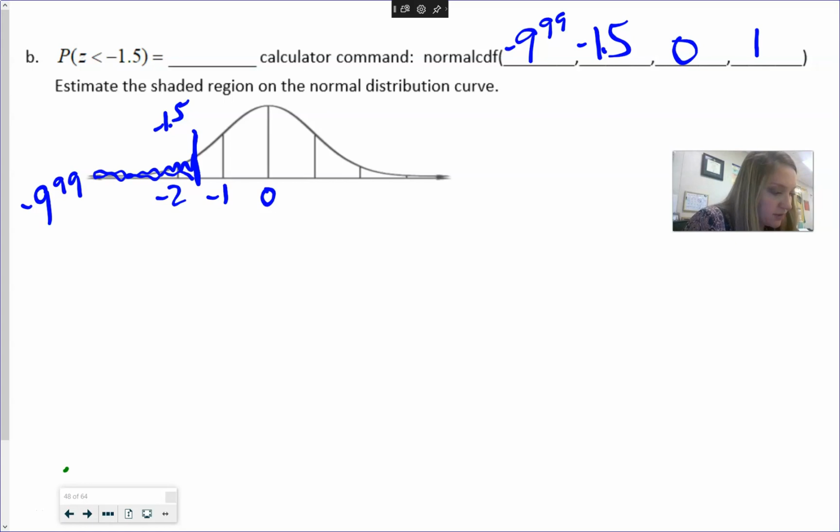All right, so lower is negative 9 to the 99. That's how we type in negative infinity. Our upper boundary is a z-score of negative 1.5. So on newer calculators, it should look like this. Once you push paste, all of our calculators should look the same, even the older ones. That's what it should look like. Then we are going to push enter. All right, and it gives us 0.0668.